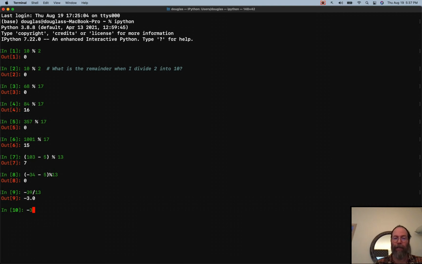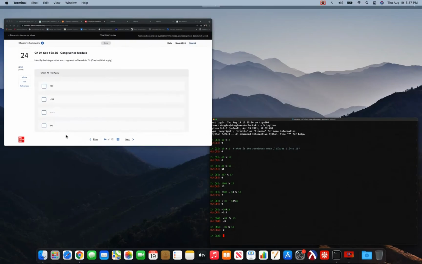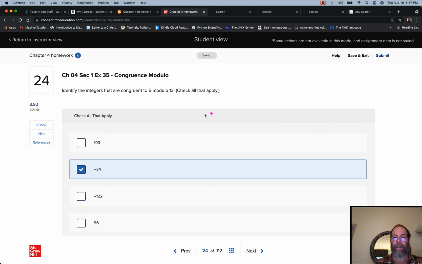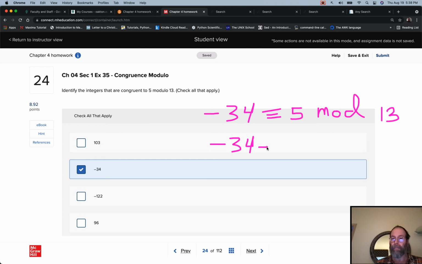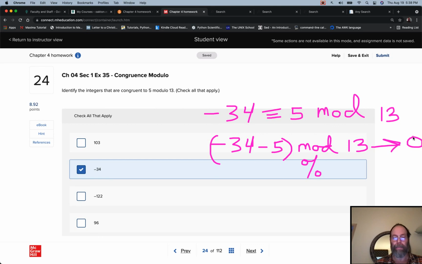In Python, by the way, if you want to do integer division, you would do this. So negative 39 mod 13 is equal to 0. So we know that this is true. We know that negative 34 is congruent to 5 mod 13. And the reason is because negative 34 minus 5 mod 13, and remember, in Python, the mod function is represented by the percent symbol, is going to be equal to 0. So that's what they're talking about.